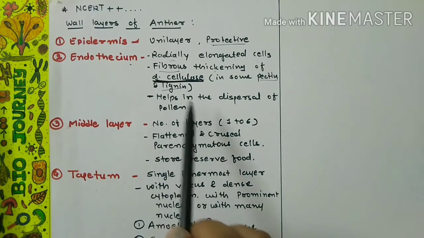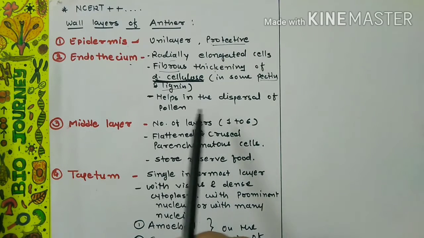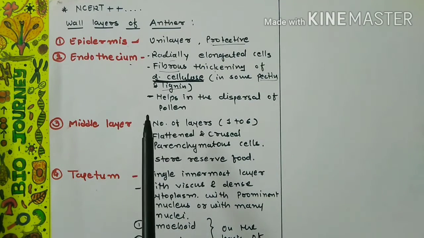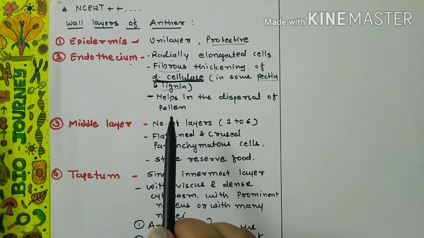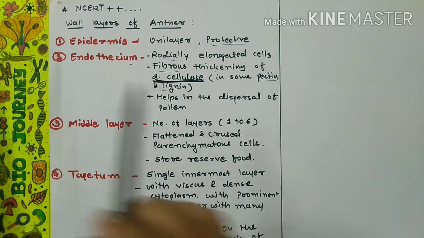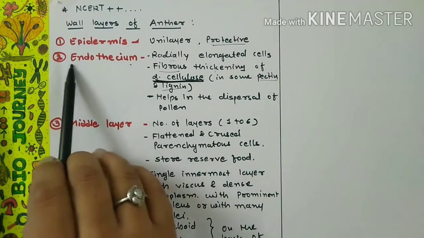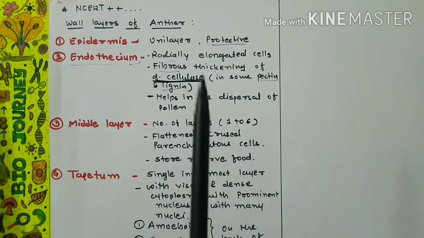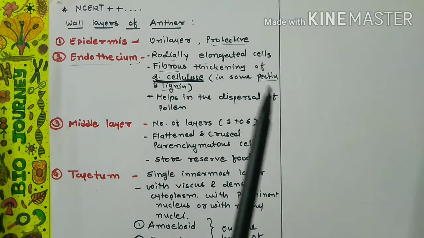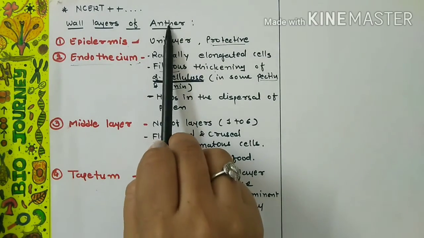So after the completion of the whole process of microsporogenesis, the microspores turn into mature pollen grains, and the mature pollen grains come out. The bursting of this layer leads to the dispersal of the pollen grains, and we can see all the pollen grains over the outer surface of the anther.